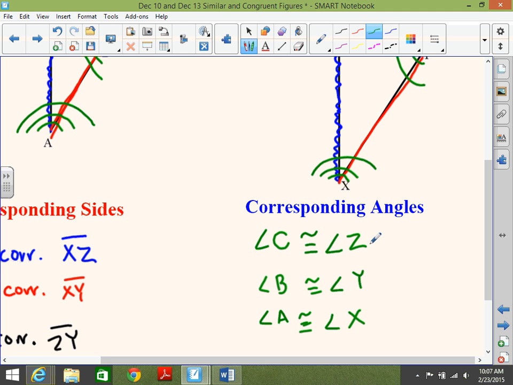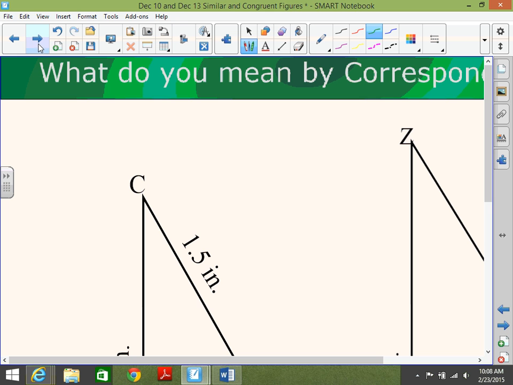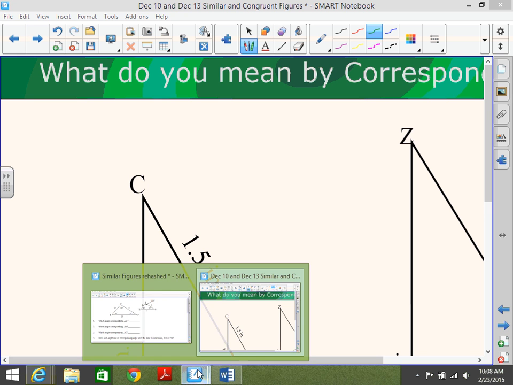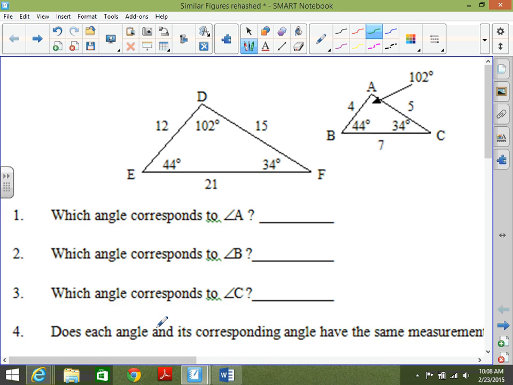Okay, any questions so far? All right, so let's go to your sheet and let's go beneath that box. We have two triangles, triangle DEF and triangle ABC. Notice how I stayed in order? I went D, E, F, A, B, C. See how I did that?